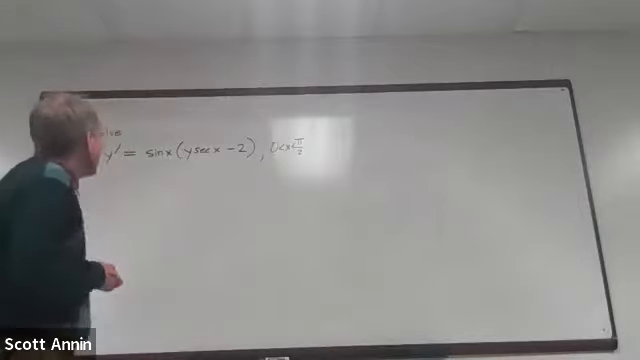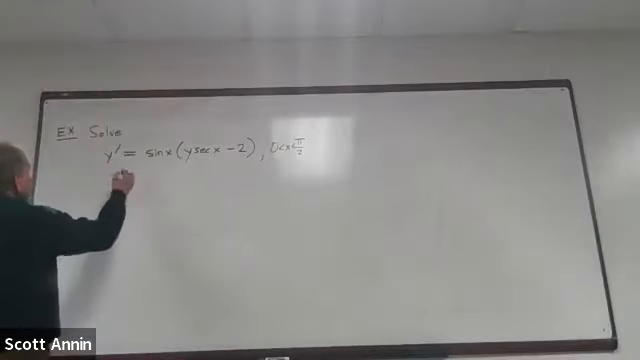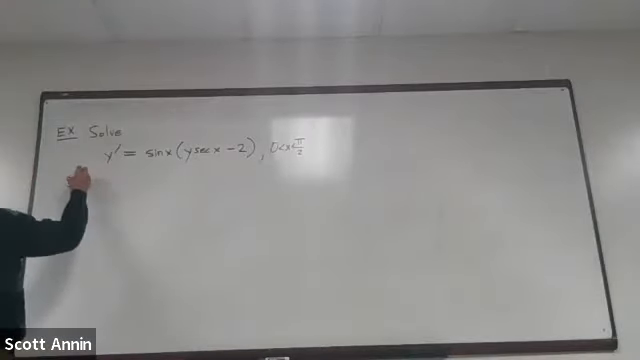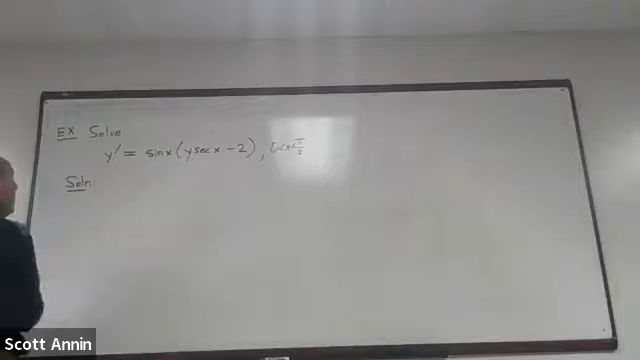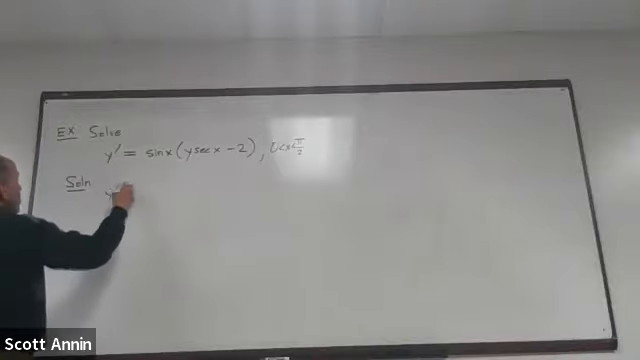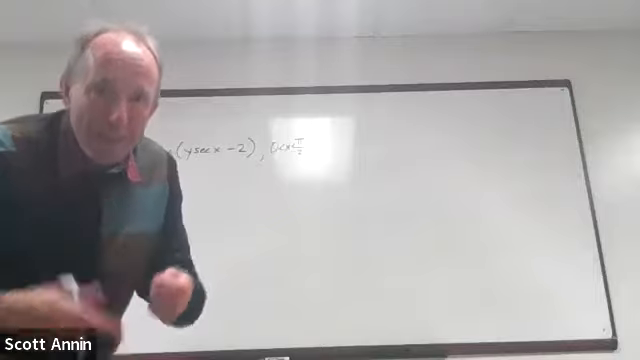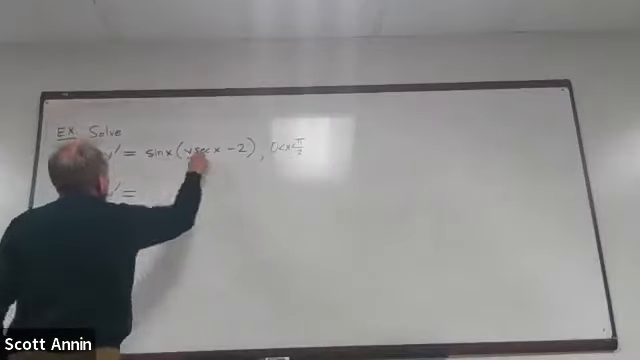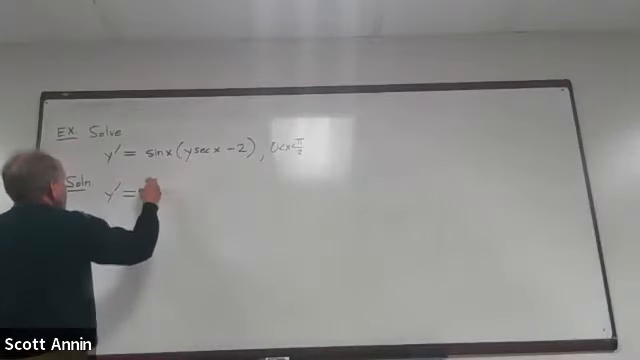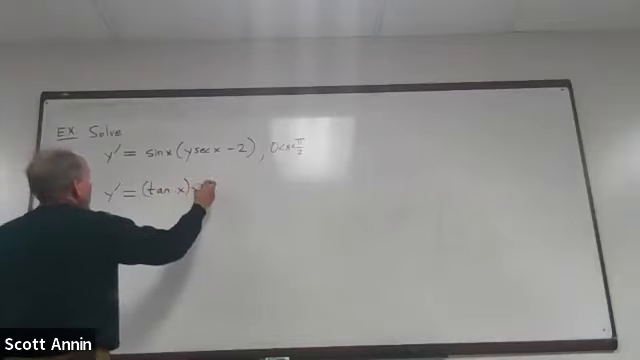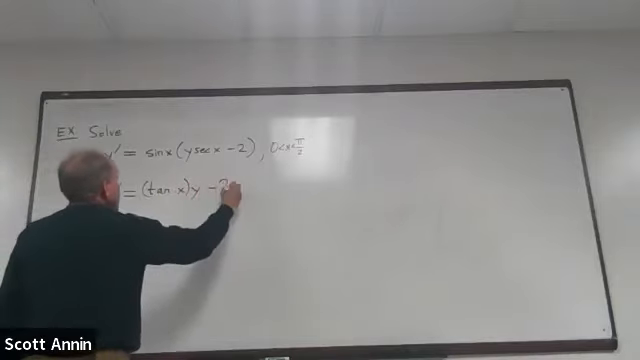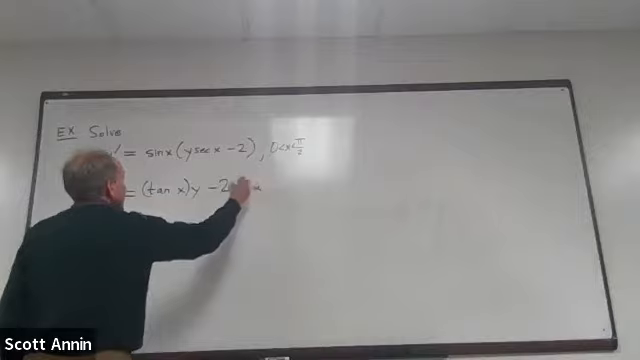It's not really separable. But what I will notice for my solution here is that I could actually multiply this out. The secant of x is just 1 over the cosine. So this is actually sine over cosine times y. Sine over cosine is tangent. So tangent of x times y, and then minus 2 sine of x.